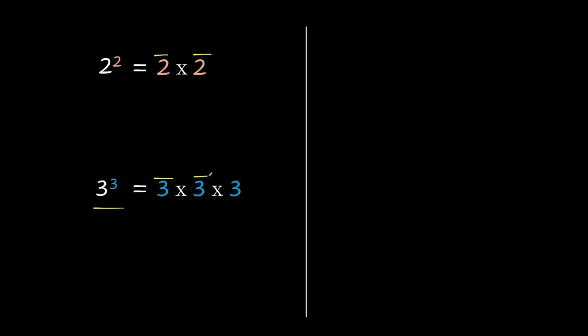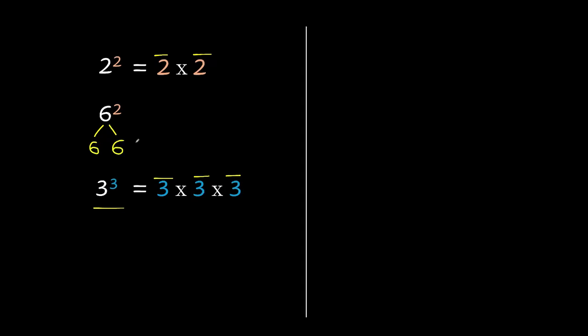Let's see how. So 4 is 2 times 2 and 27 is 3 times 3 times 3. But 4 is also 2 squared and 27 is 3 cubed. The idea of a square is that you take the same number and multiply 2 of its copies. The idea of a cube is to take the number and multiply 3 of its copies. Similarly, 6 squared is 6 times 6. When you square a number, you get 2 copies of the same number and you multiply both the numbers.